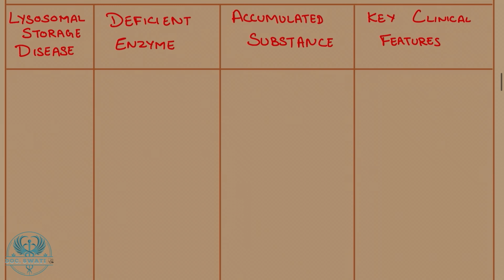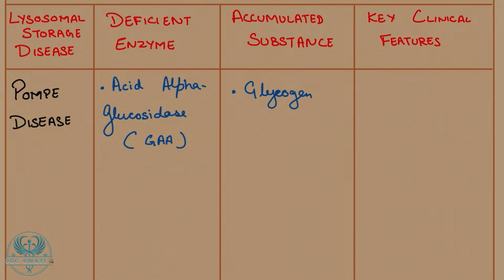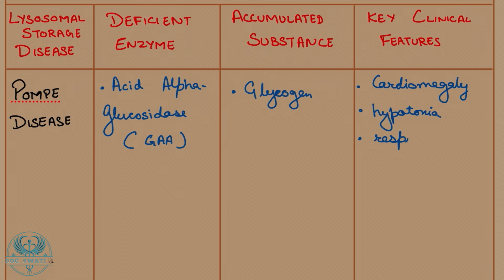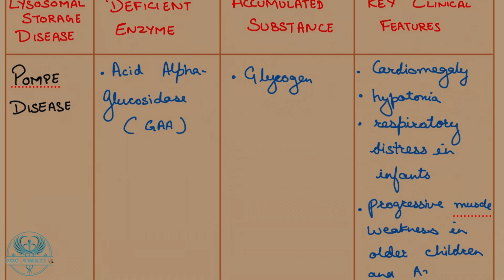Now we'll talk about our next lysosomal storage disease, which is Pompe's disease, which is caused due to the deficiency of acid alpha-glucosidase, GAA. The accumulated substance is glycogen. Now let's talk about the key clinical features, which include cardiomegaly, hypotonia and respiratory distress in infants, and progressive muscle weakness in older children and adults.